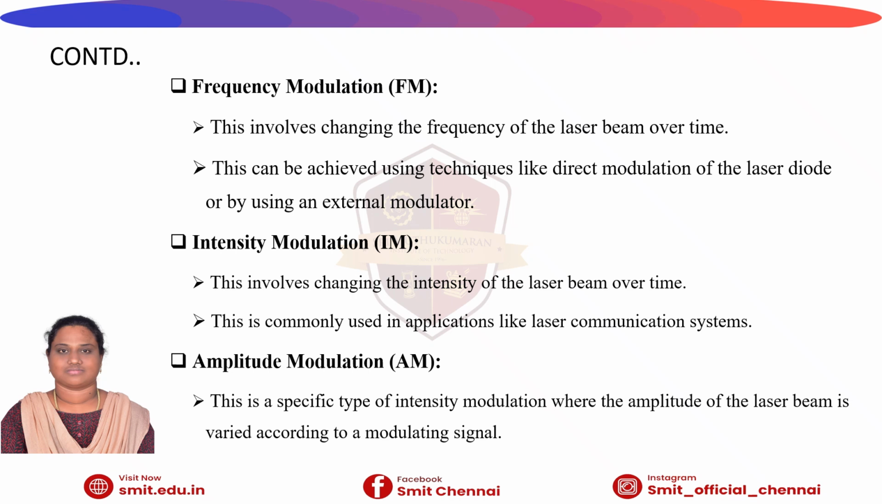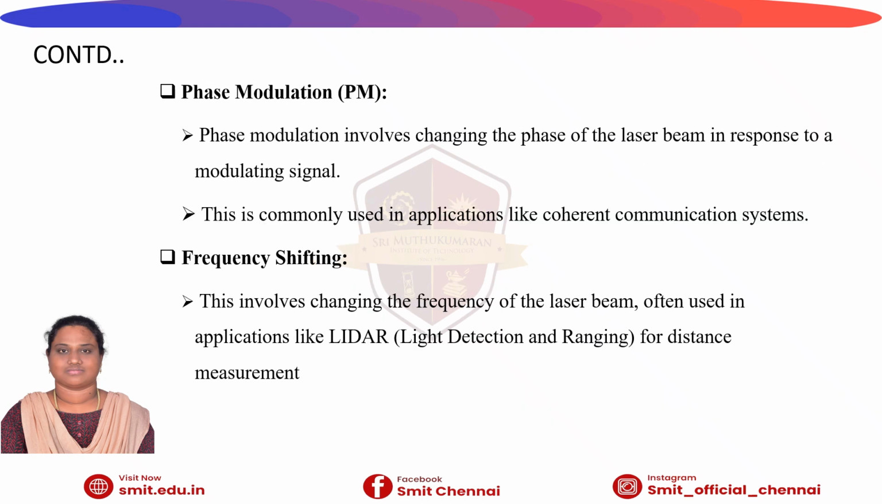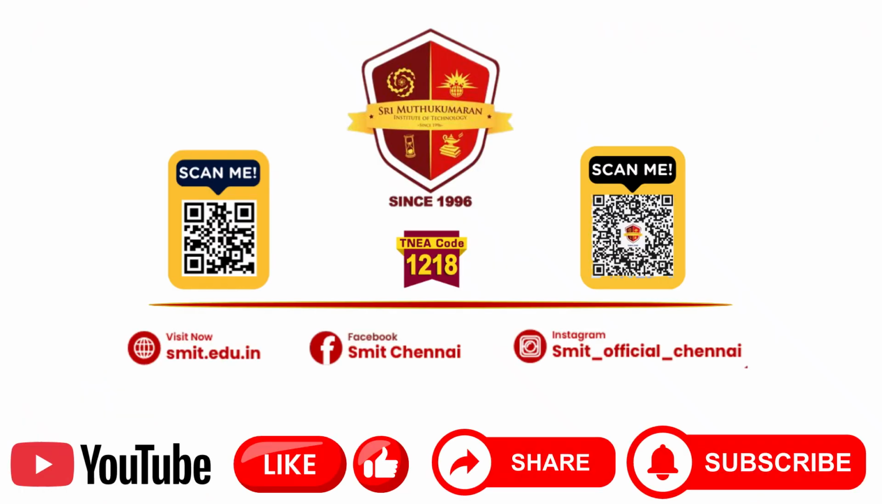Next one is amplitude modulation. This is a specific type of intensity modulation where the amplitude of the laser beam is varied according to a modulating signal. Next one is phase modulation. Phase modulation involves changing the phase of the laser beam in response to a modulating signal. It is commonly used in applications like coherent communication systems. Next one is frequency shifting. This involves changing the frequency of the laser beam, used in applications like light detection and ranging or distance measurement.